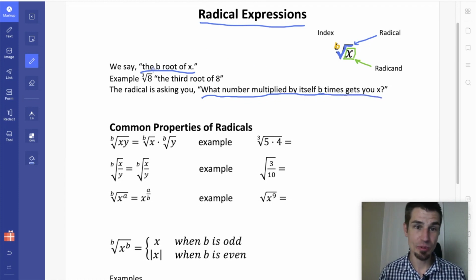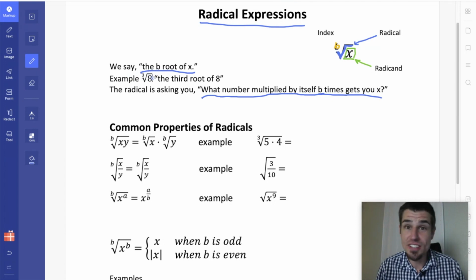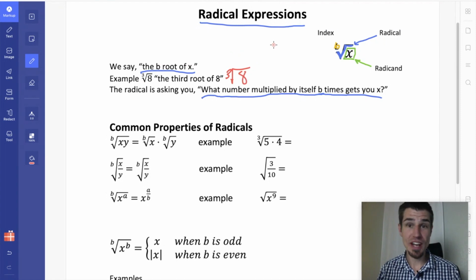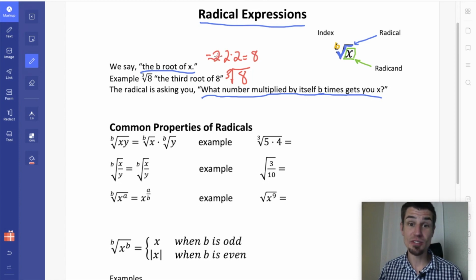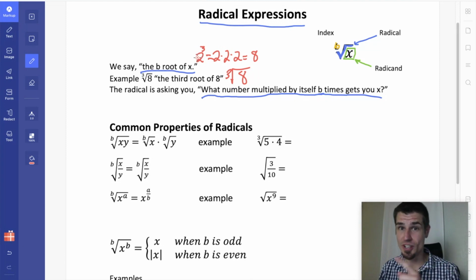Okay, so for example, if we wanted to look at what is the third root of 8, we would ask ourselves, well, what number, if we multiply it times itself 3 times, the number of the index, will get us 8? Well, that number will be 2, because think about it. We got 2 times 2 times 2, that is 8. Okay, another way to write 2 times 2 times 2 is 2 to the third power.